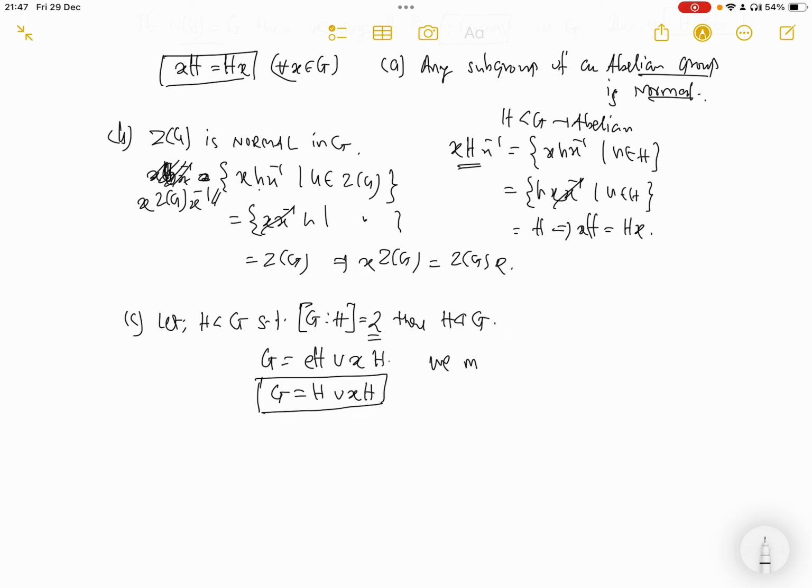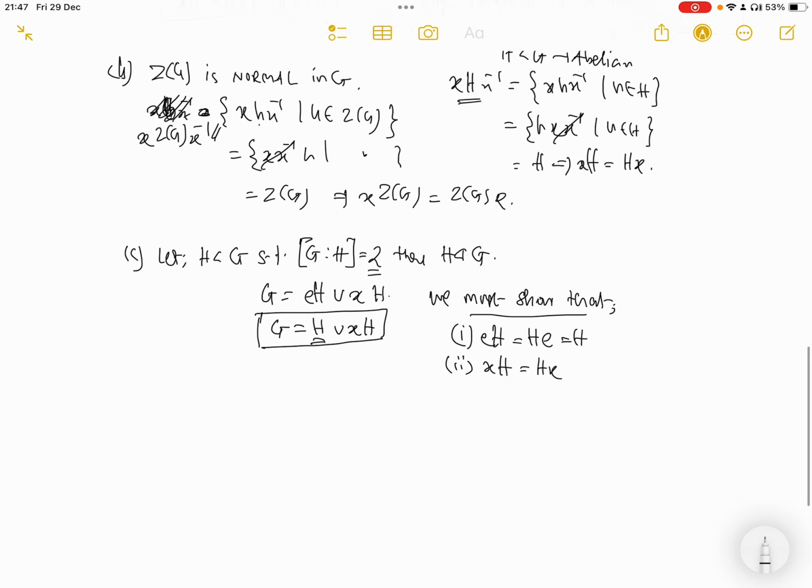And now we must show that, so to show it is normal, we need to show that any two left right cosets are same. So there are two of them. H, this one is obvious because this is identity times H. This is same as this because this is H. And we just need to check that XH is same as HX. That is what we need to show.